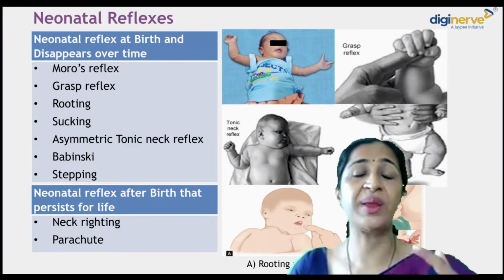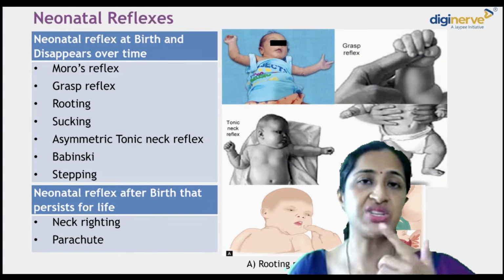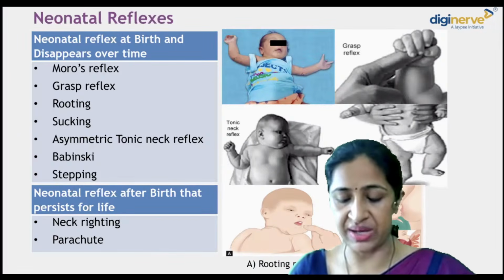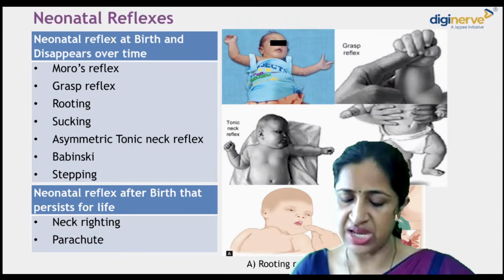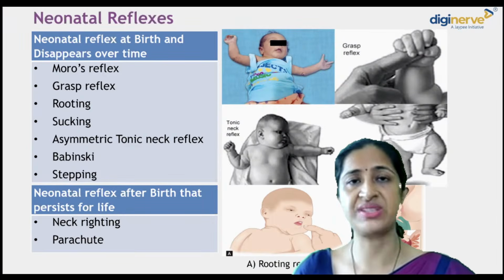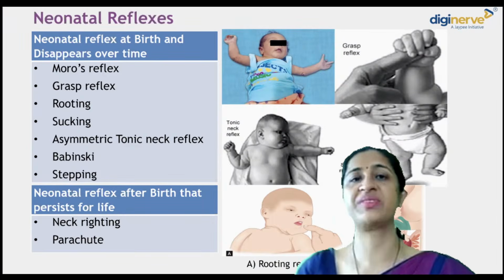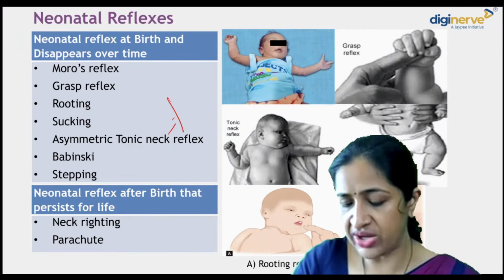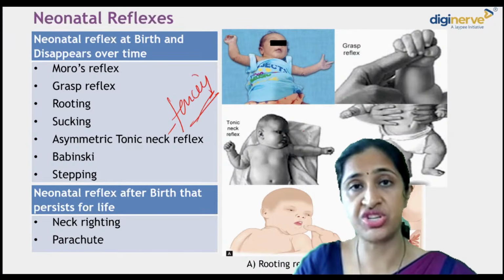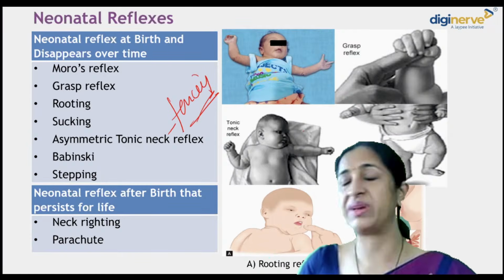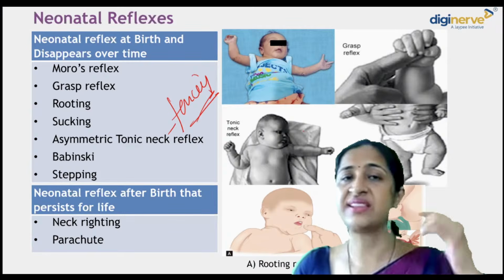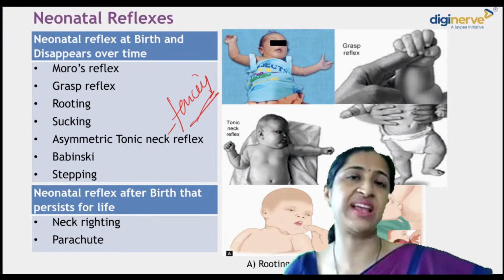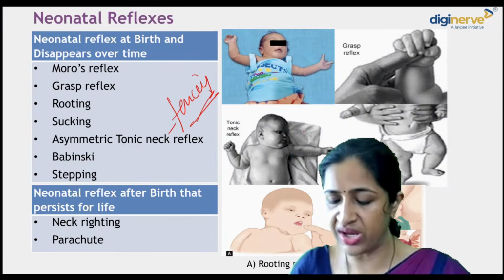Rooting, sucking and all are primitive reflexes where when you touch, the baby tends to get drawn towards the mother's breast and sucking and milking. These all disappear as the child grows. Asymmetric tonic neck reflex is called the fencing reflex or fencing posture. On the side the neck is turned, upper and lower limb extension, and on the other side it is flexed. That is asymmetric tonic neck reflex.